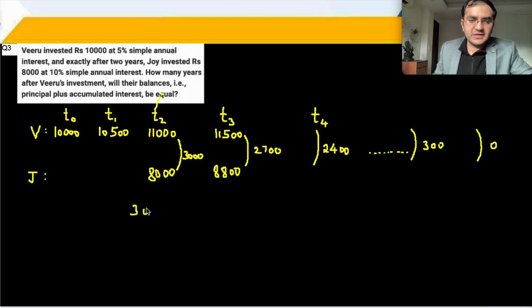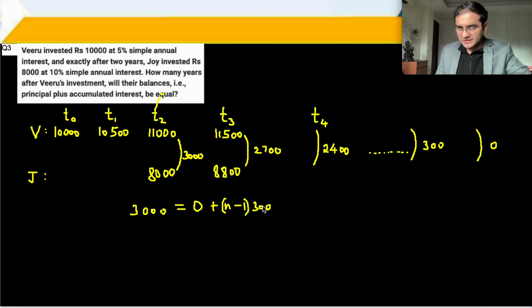So I have the first term 3,000. The final term is 0, or you can say that the final term is 3,000 and first term is 0. It's an AP: a plus n minus 1 into common difference 300. So you get n is equal to 11. Okay, n equal to 11.